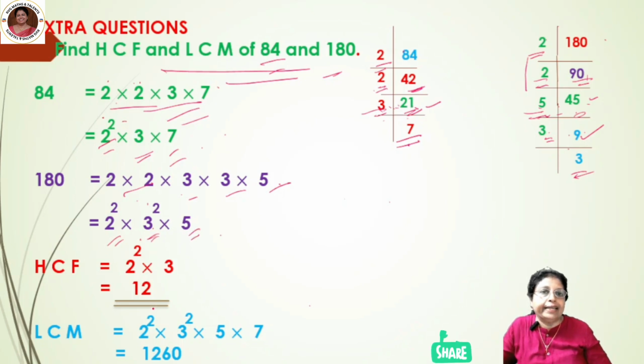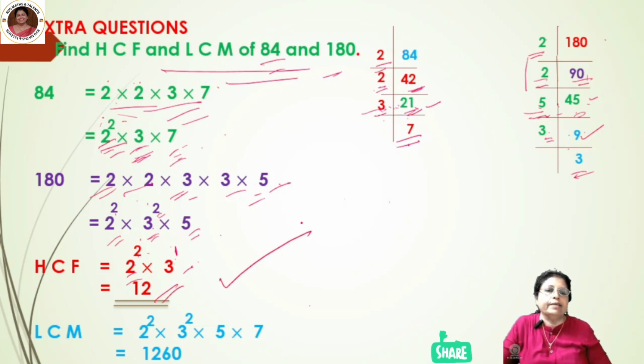Now let us find HCF. What about HCF? You list the common factors. See here the common factors are 2 is common, 3 is common, but 7 is not common and 5 is not common. So take 2 and 3 and the least power. Here it is 2 square, here it is 2 square. So you can take 2 square. And here it is 3, here it is 3 square. So least power is 3, that is 3 raised to 1. So 2 square times 3, that is 4 times 3, that is 12. So 12 is the HCF. Have you got it?